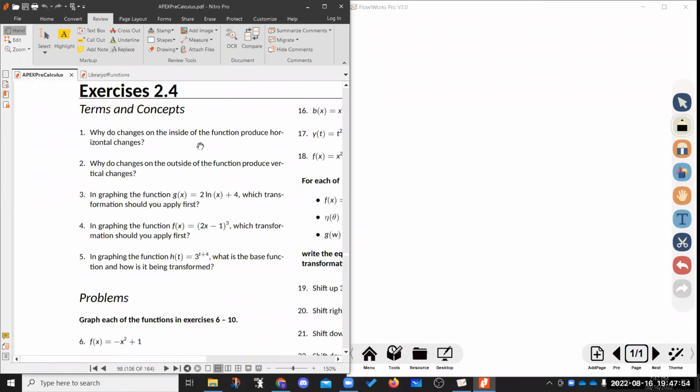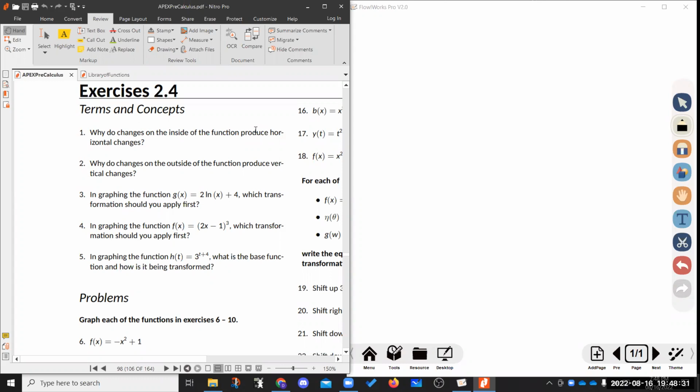So I'm going to, again, just start back here at the beginning, because we needed to talk about the library of functions before we could talk about the answer to some of these terms and concepts here. So what happens when we try and change the inside? Well, we're changing the input value, and we're going to cause a horizontal shift to happen because the change is happening to x, the input value.